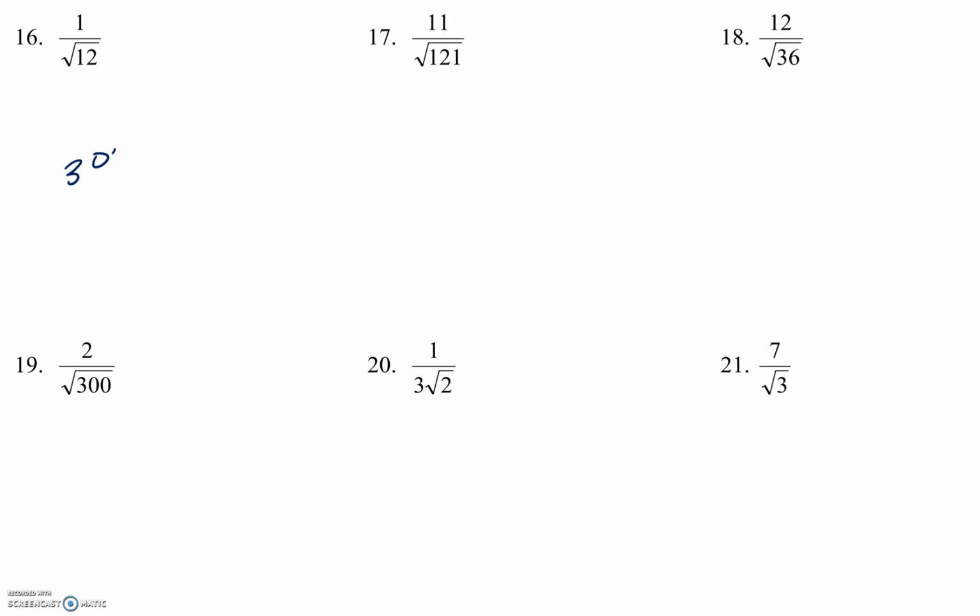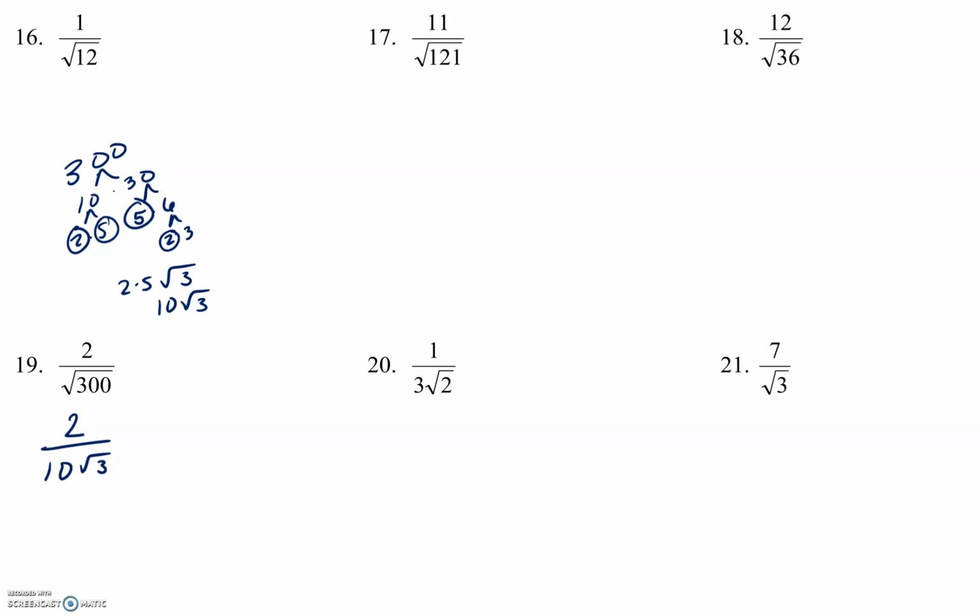So 300 would factor into 10 and 30, 2 and 5, 5 and 6, 2 and 3. So there's a pair of 2s and a pair of 5s. So the square root of 300, I don't know why I keep saying 30. 300 would be 2 times 5 radical 3, which would be 10 radical 3. So I'm going to rewrite this problem as 2 over 10 radical 3.